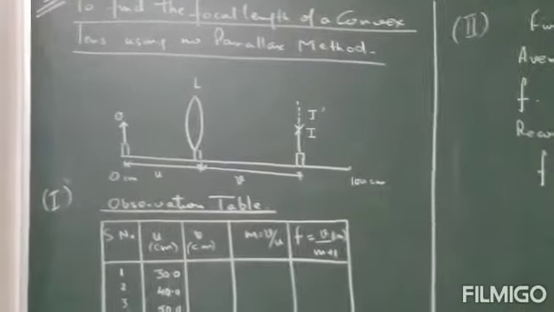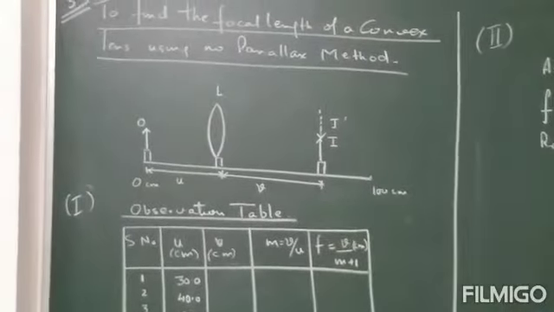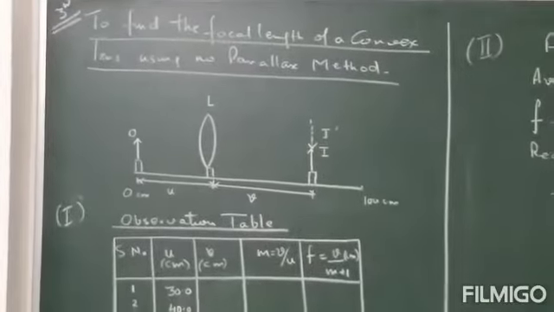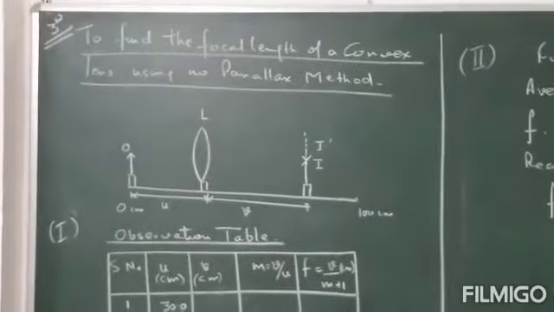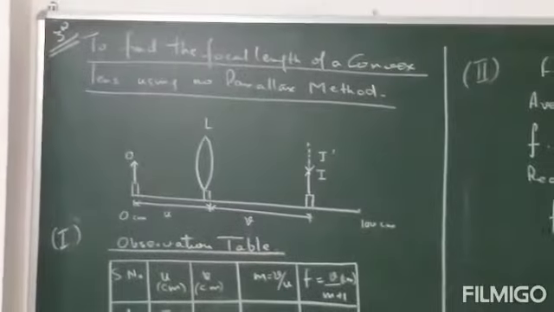Now, this position of image I is at no parallax position. That means when you see the inverted image of the object at point I, both images should move sideways together. That means it's no parallax position.